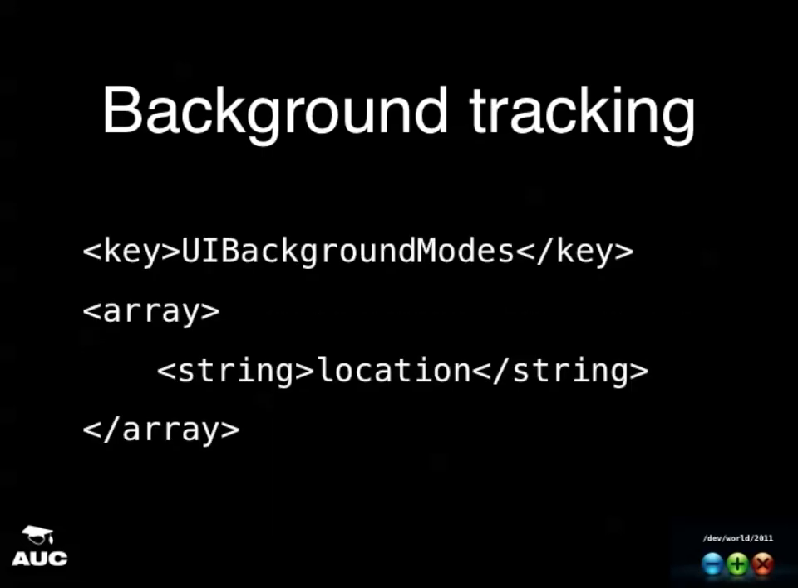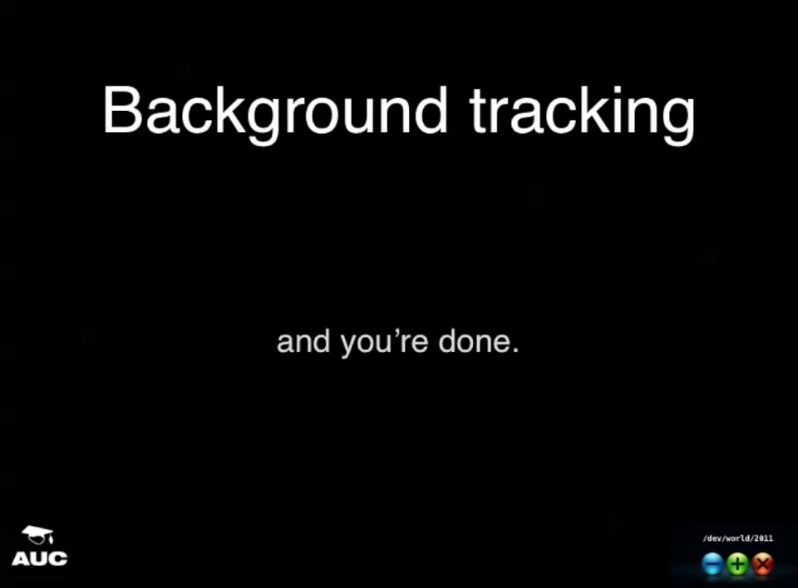Then edit your info.plist to support location. And then you're done. That's actually it. Your delegate methods for location will now be getting called in the background. This is where you should be using the lower accuracy stuff, the desired accuracy, doing region monitoring, doing significant change monitoring. Don't just do start updating location because it will flatten your battery at a scarily fast rate.